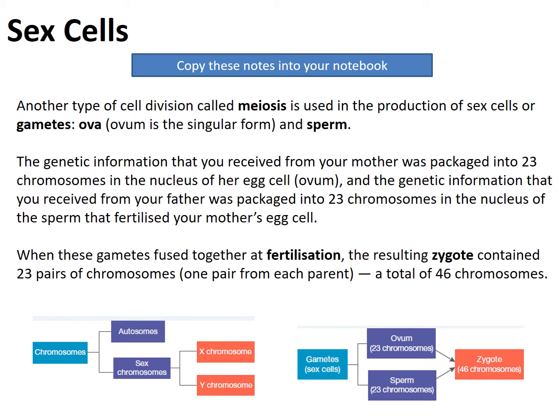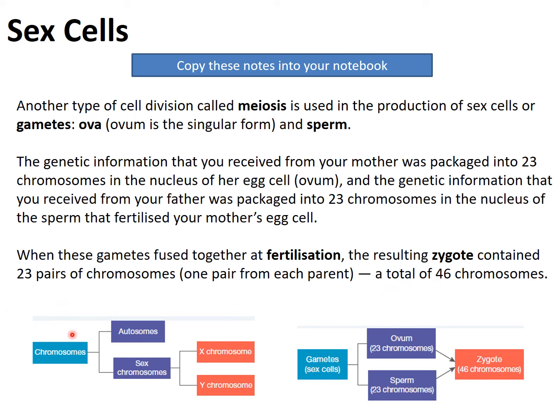The genetic information that you received from your mother was packaged into 23 chromosomes in the nucleus of her egg cell. And the genetic information that you received from your father was packaged into 23 chromosomes in the nucleus of the sperm that fertilized the mother's egg cell. When these gametes fused together at fertilization, the resulting zygote contained 23 pairs of chromosomes, one pair from each parent, so that you received a total of 46 chromosomes.